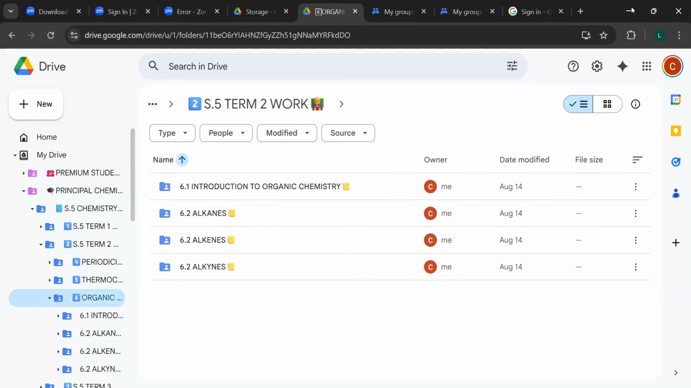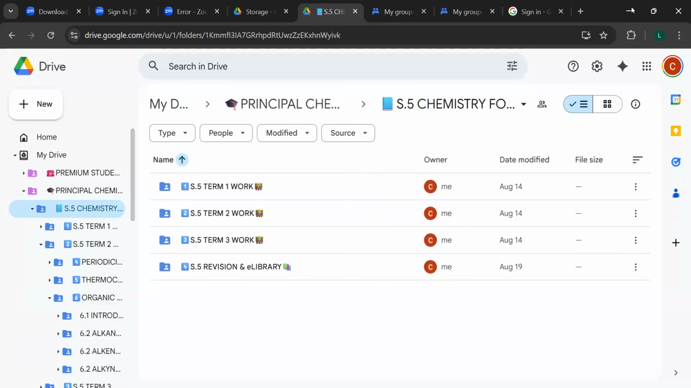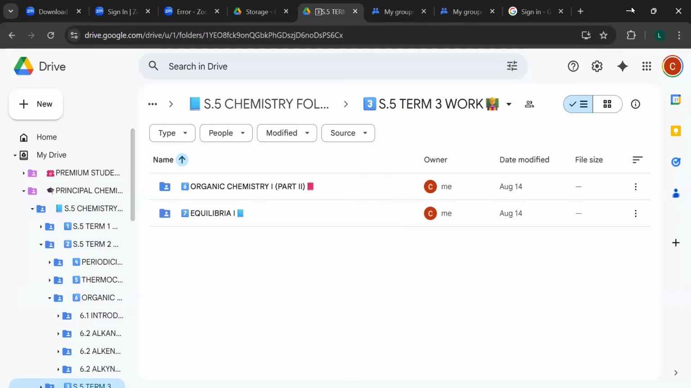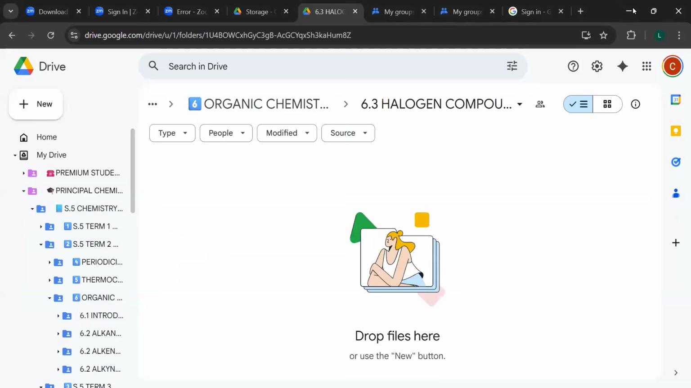Now what we are covering right now is Term 3 work, and it is the very first topic, which is the alkyl halides. So when I come here in Senior 5 Term 3 work, I hope people are seeing my screen. You can see organic chemistry. It is still Organic Chemistry 1, but this is Part 2. We have halogen compounds or the alkyl halides, and it's what we are doing right now. So before today ends, we shall have our video there for Lesson 1.